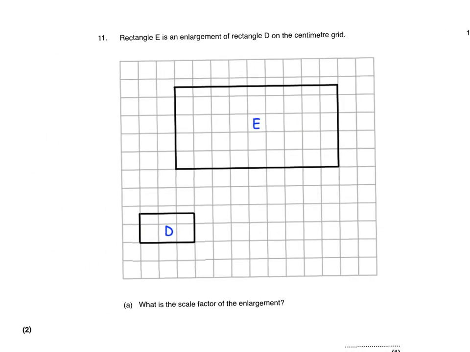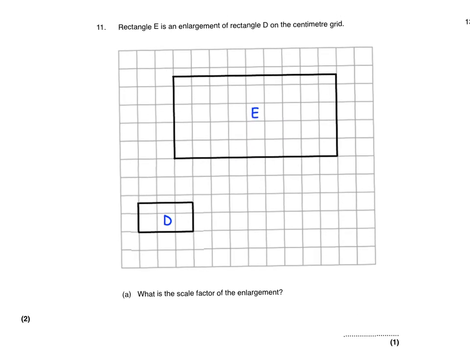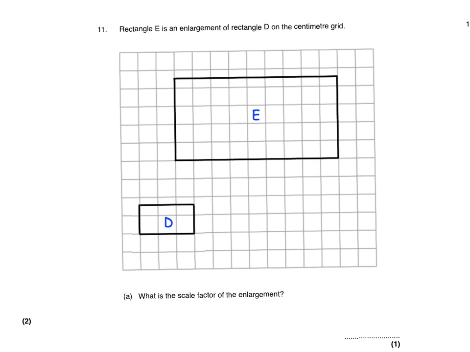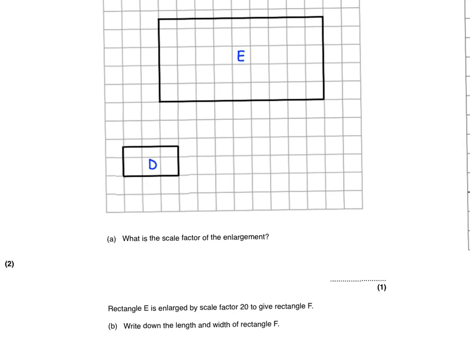Next one. What is the scale factor of enlargement? Well, this is 1, 2, 3 wide, and this is 1, 2, 3, 4, 5, 6, 7, 8, 9 wide. I know that to go from 3 to 9, I have to multiply by 3. So the scale factor must be 3.